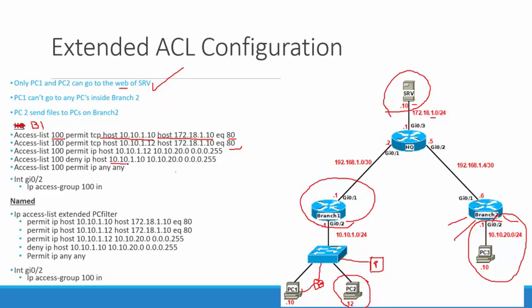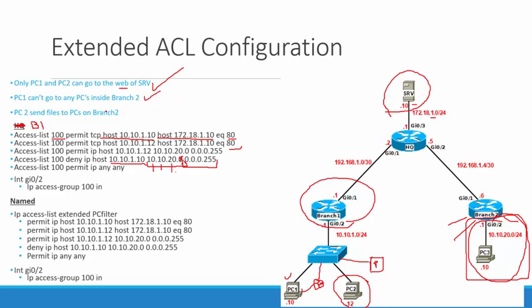Access list 100 deny IP host, so we're denying PC1, going to a destination of 10.10.20.0 with a wildcard of 0.0.0.255. What does that say? That says we care about 10, we care about 10, we care about 20. We don't care what this last octet is, right? So what we're saying is PC1 can do a lot of things, but what he can't do is go to anything off of this LAN here. So we took care of that with that statement.